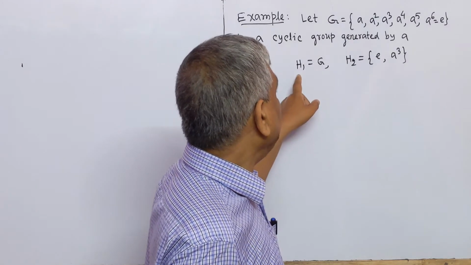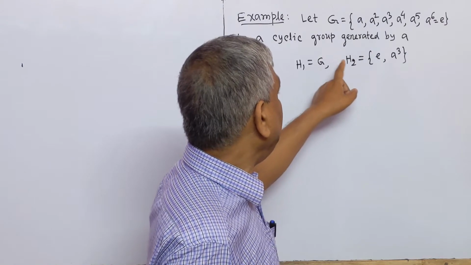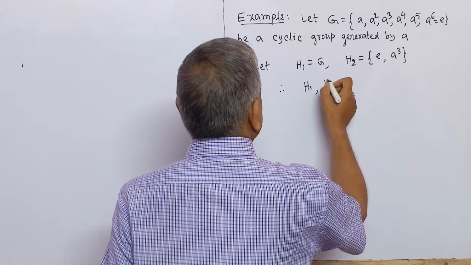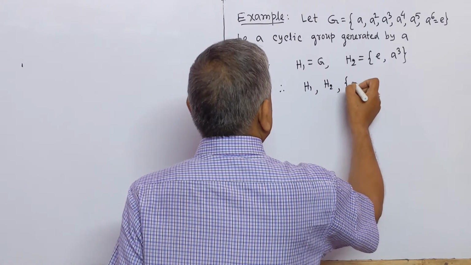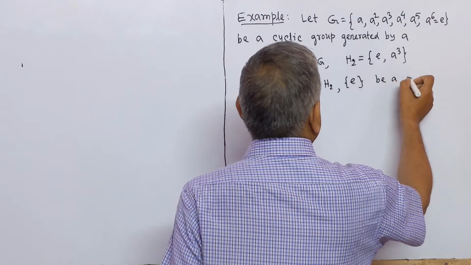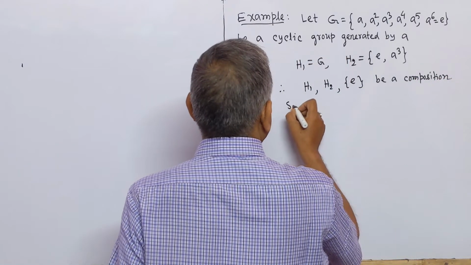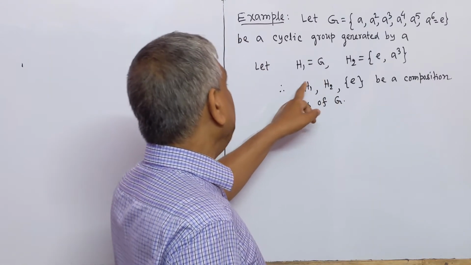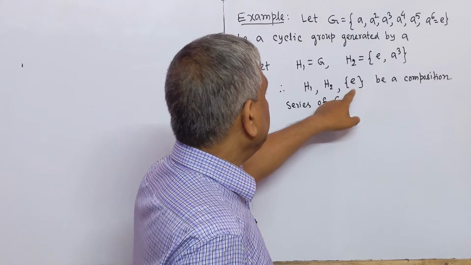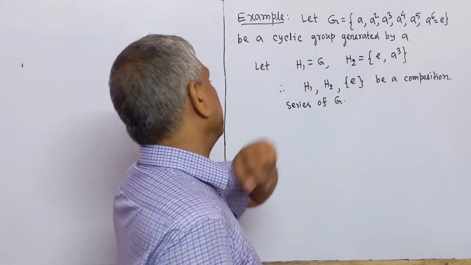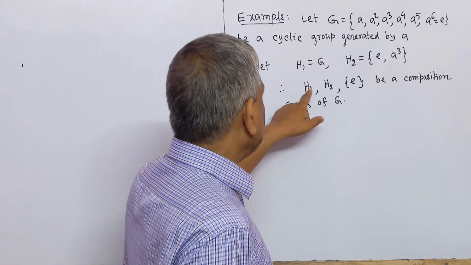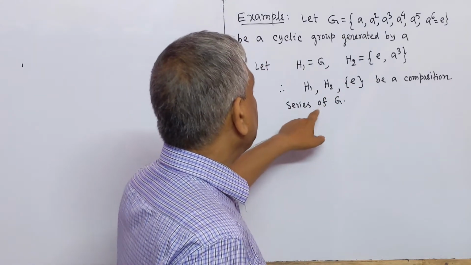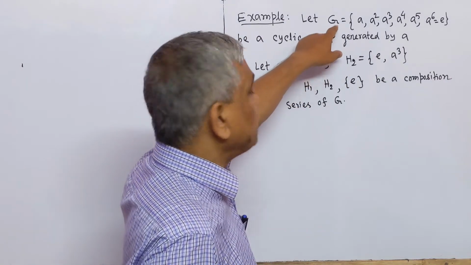And we do not get any normal subgroup between H1 and H2. Therefore, H1, H2 and the set containing element E is a composition series of group G. Here H2 is maximal in H1 and this set containing identity element E is maximal in H2. So the sequence H1, H2 and the set containing identity element is a composition series of group G. Now we make another composition series of this group G.